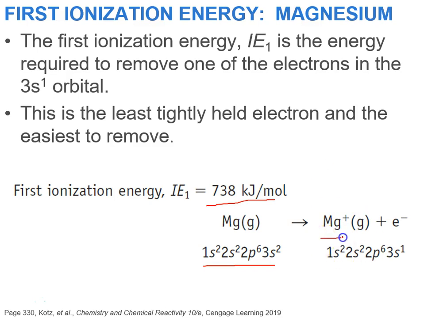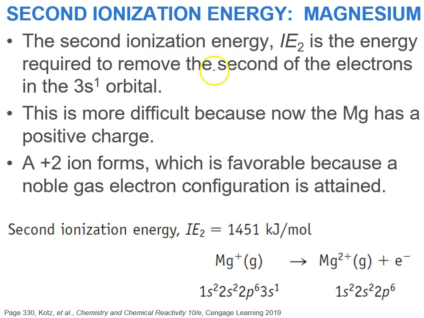So now we have an Mg+ ion, and we have removed one electron. The second ionization energy is going to be more difficult because now you're removing an electron from a positively charged ion. So this second ionization energy is going to be a little greater. But now we have Mg2+, and we have an electron configuration that looks like neon.